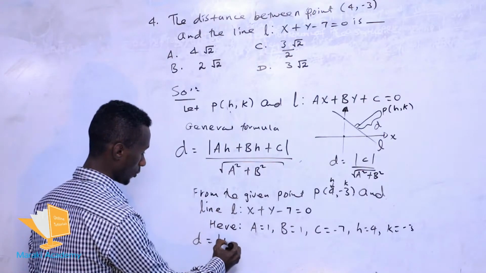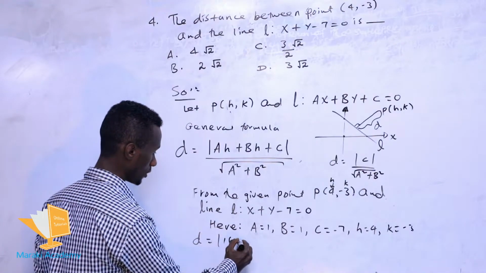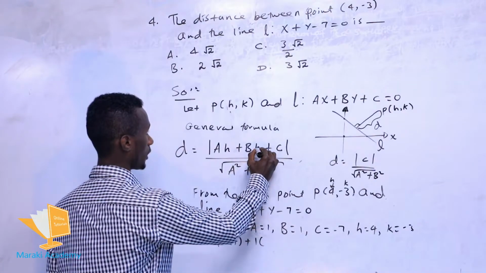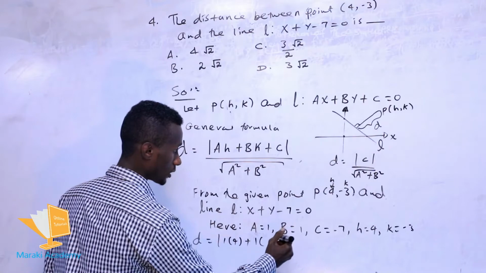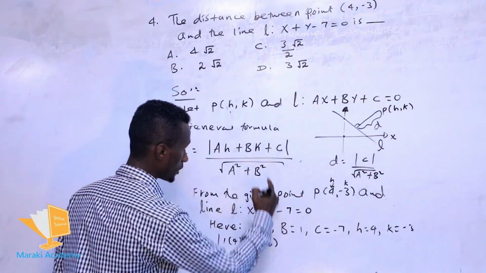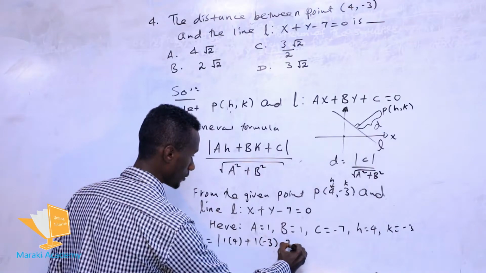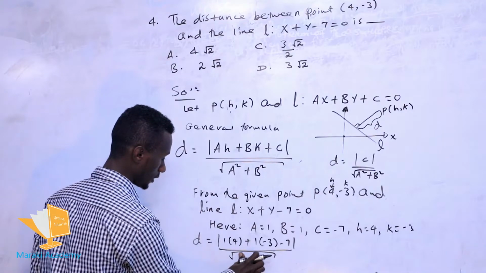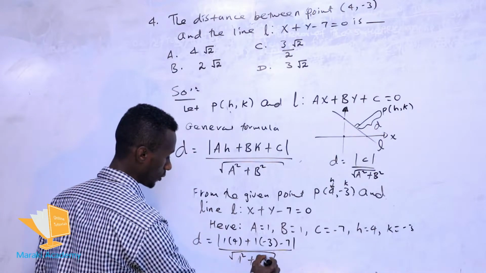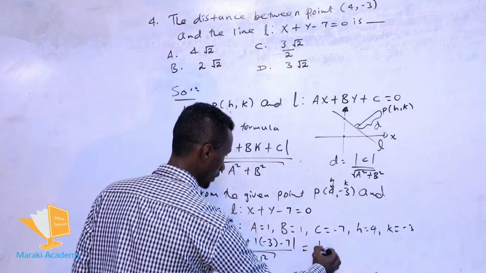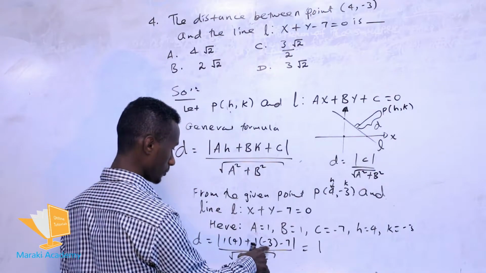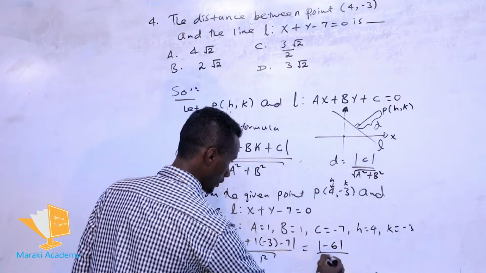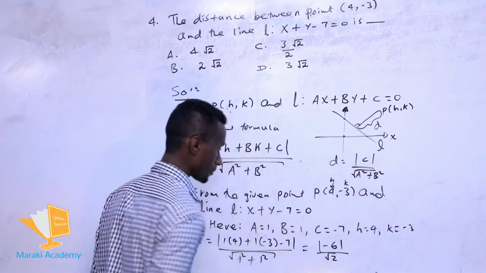The distance is equal to the value of A, which is 1, times H, which is 4, plus the value of B, which is 1, times K, sorry, the value of K is minus 3, and the value of C is minus 7, over the absolute value, the root of 1 square plus 1 square. When 4 minus 3 minus 7, the result becomes minus 6, right? Over the root of 2.